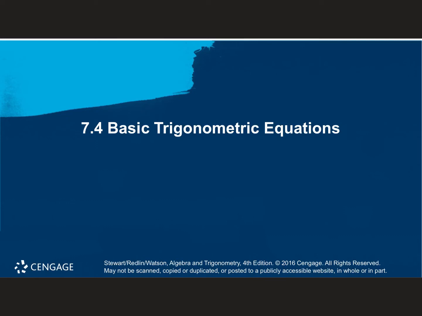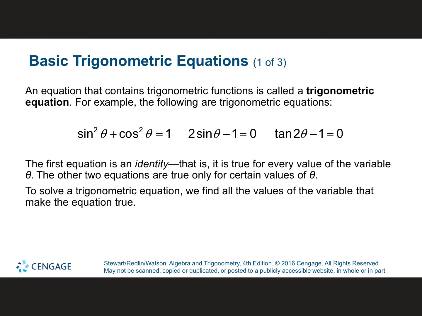7.4 goes over basic trig equations. If we look at the first page within our notes, it just goes over what a trig equation is with all of these equations that you have. For the first one, you have sine squared theta plus cosine squared theta is equal to 1. This is the same exact thing as saying y squared plus x squared is equal to 1.